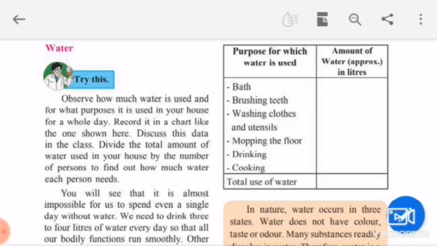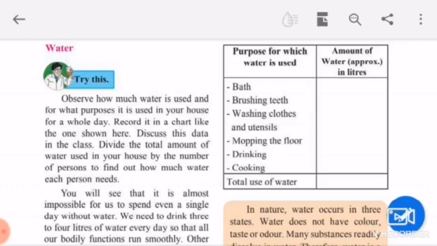Now today let us continue the first chapter: water, the second natural resource, in detail. Children, in the beginning you will see that one activity is given to you. You have to try this, and beside that one table is given. Just see what they are saying. Observe how much water is used and for what purposes it is used in your house for a whole day. Children, you have to observe this.